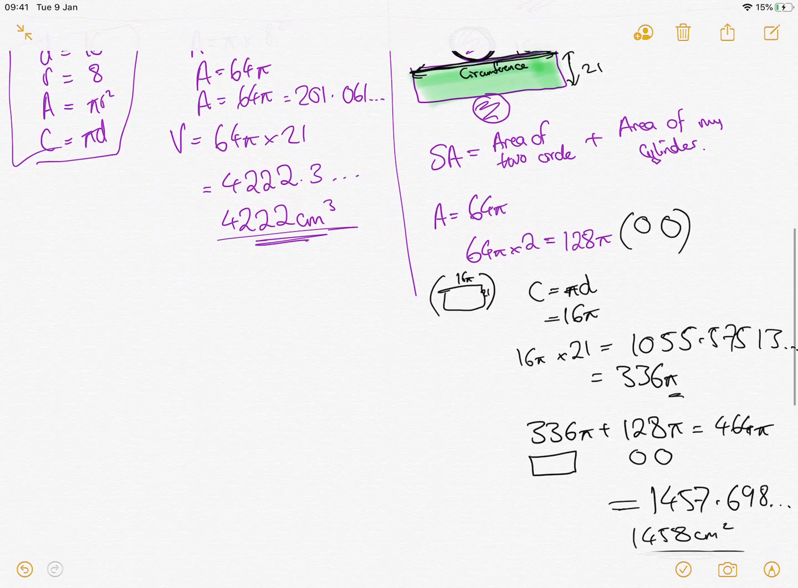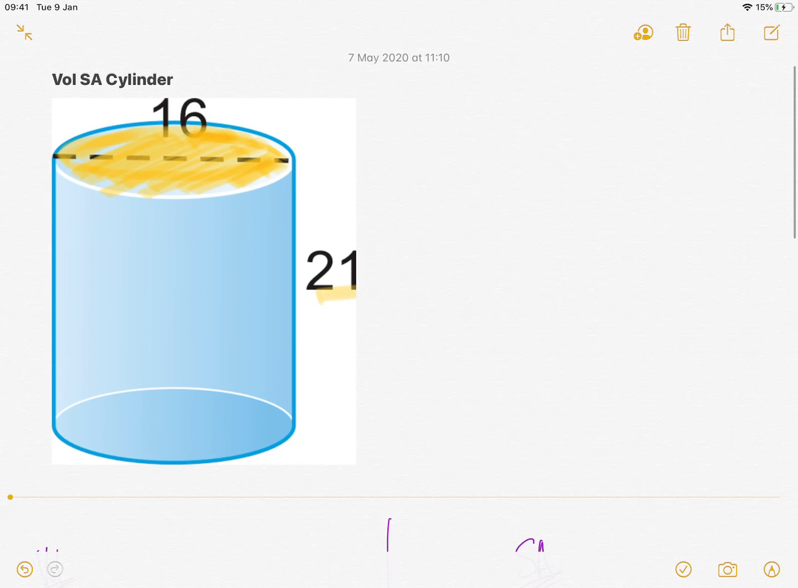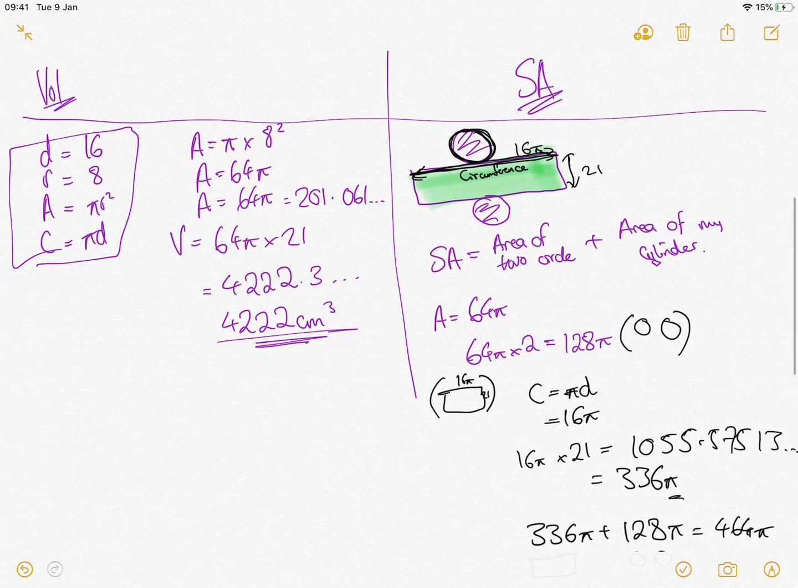If you need any support with any of those things, so today we've gone through volume and surface area of a cuboid, triangular prism and a cylinder. I'll set you a Maths Watch on this tomorrow, so make sure you understand how to work these things out.